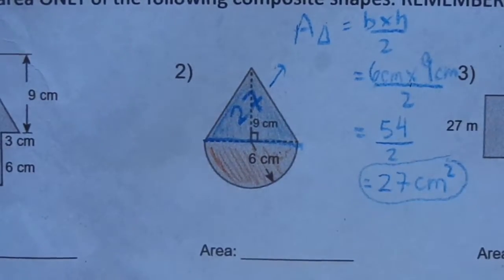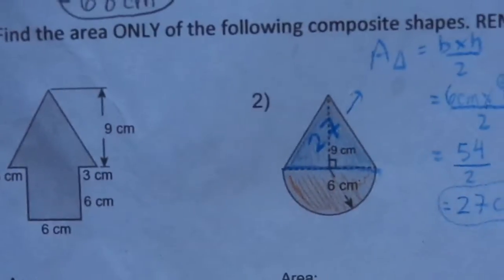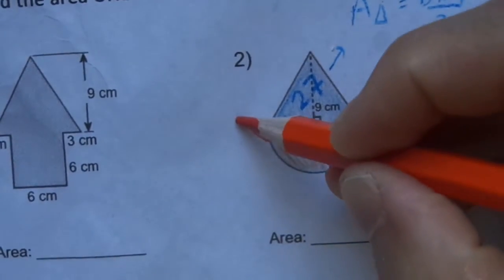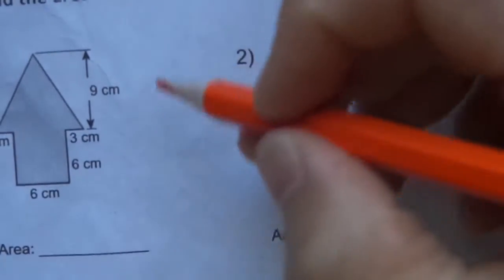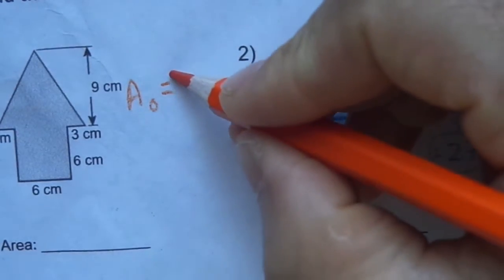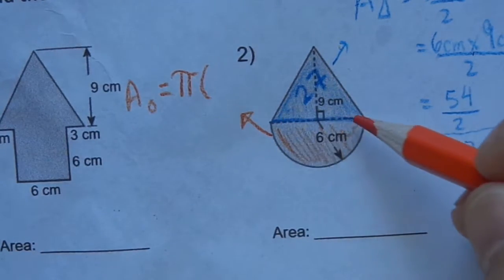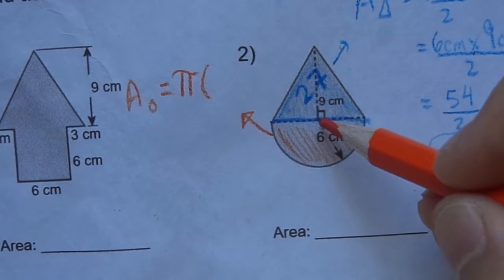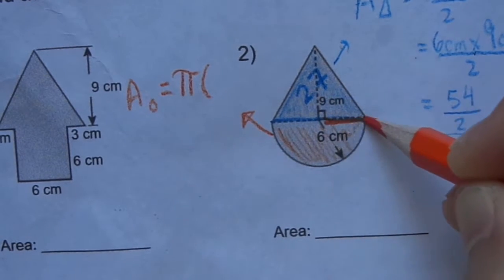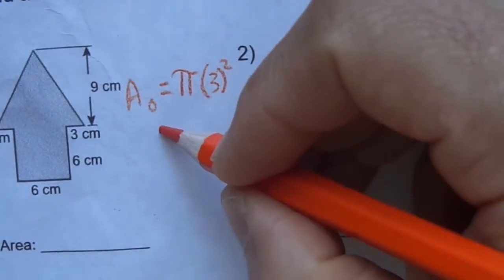Okay. Now let's take a look at the semicircle. So I'm going to give myself some space here. For the semicircle, first off, the area of a circle is what? The area of a circle is equal to pi r squared. So pi. Now, question to you. Is the radius 6? No, the diameter is 6. The radius is half of that. So 6 divided by 2 will be 3. That's the radius from the center of the circle to the end. So that's 3 squared. Okay?